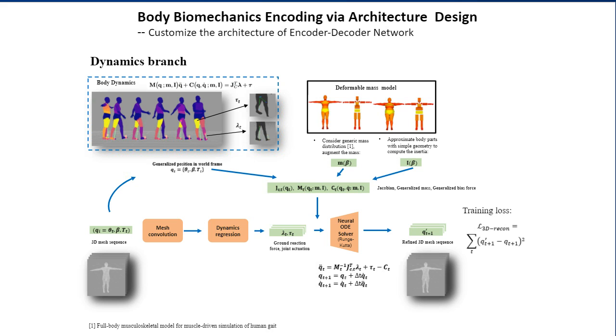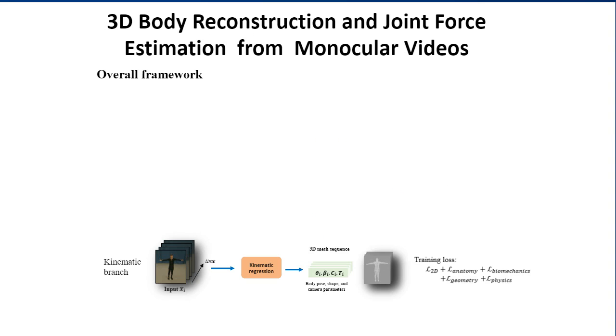So now we put them together. This is our overall framework, right? First we have a kinematic branch. Given the input, we have kinematic regression. We want to estimate the pose and the shape parameters of the mesh. We use this loss, right? These are the loss terms representing the static body constraint. And this is a 2D projection loss. So we do not use any motion capture. And so this gives us the initial body mesh.